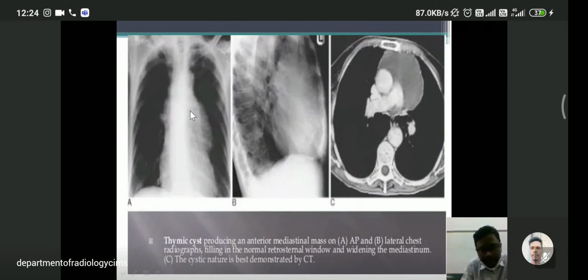In this X-ray, we can see there is a large hilar mass through which we can see the vessels. So this is an anterior mediastinal mass. On the lateral projection, we can see the retrosternal space is occupied by some opacity. For confirmation, CT was done. This is the cross-sectional CT image, which is showing a fluid density lesion in the anterior mediastinum. That was the thymic cyst.